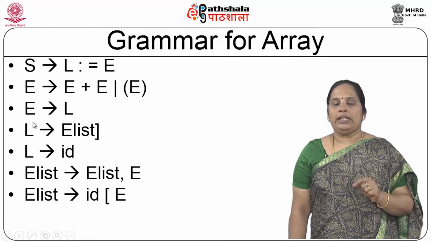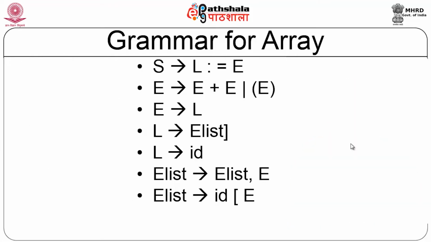Now this variable L is used to indicate it is an array variable. Now E also produces L. So the LHS and the RHS both can be arrays. That is, I can say x of i is equal to y of j. That is also a possibility. So this grammar supports that, and not only that, here this is a Pascal syntax.